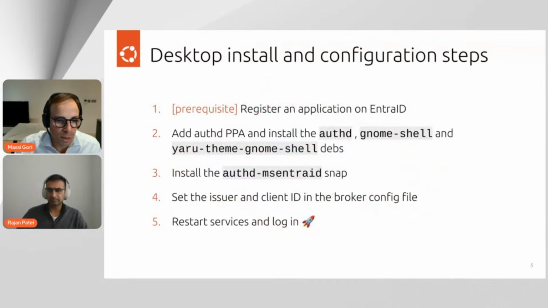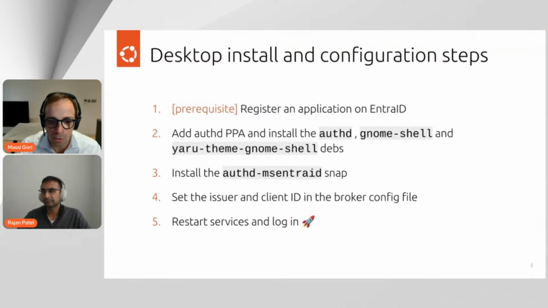Now, let's have a look at how Authd can be installed on the desktop. We worked to simplify and standardize the installation procedure. Obviously, the first prerequisite step is to register an application on Entra ID or any other cloud identity provider that is supported. And after that, you will need to add the Authd PPA and install the Authd deb.